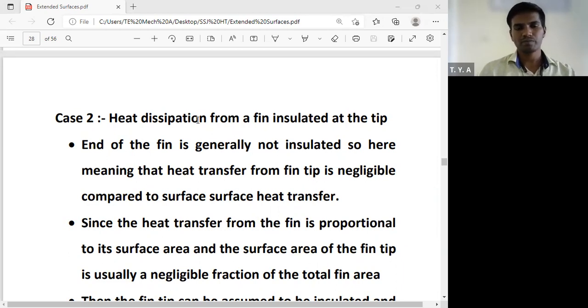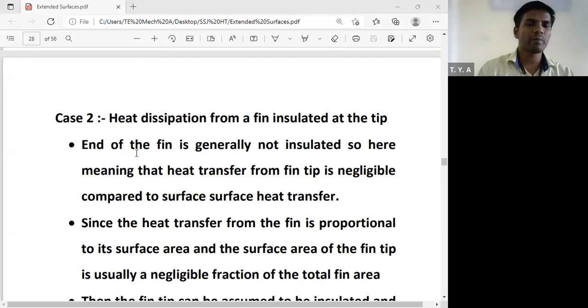Case 2, heat dissipation from a fin. Heat dissipation from a fin insulated at the tip. Okay, heat dissipation from a fin insulated at the tip. That means the tip, we are going to insulate it.